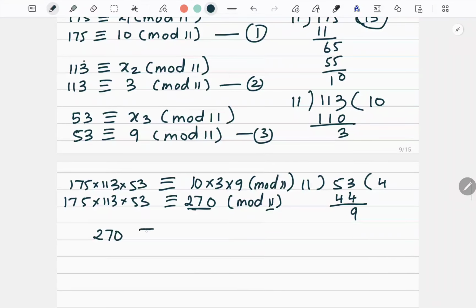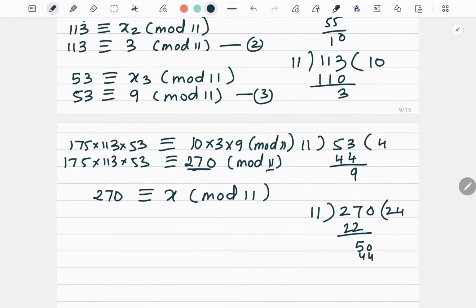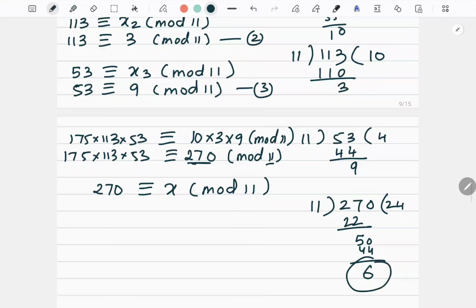So 270 congruent x mod 11, you do. So again divide 270 by 11. What is the remainder? 11 2s are 22. So 50 came. 11 4s are 44. So 6 came. So my remainder is 6. So 270 congruent 6 mod 11. So the answer is equal to 6.